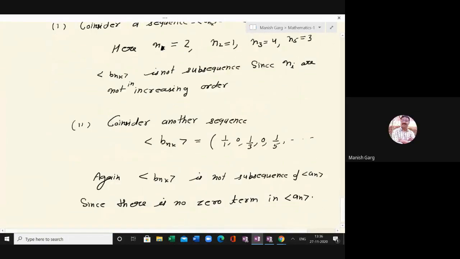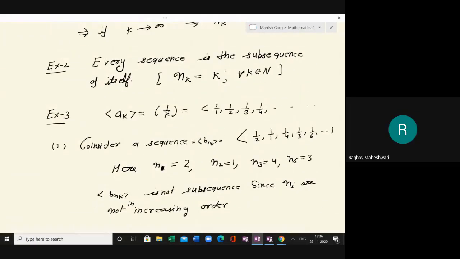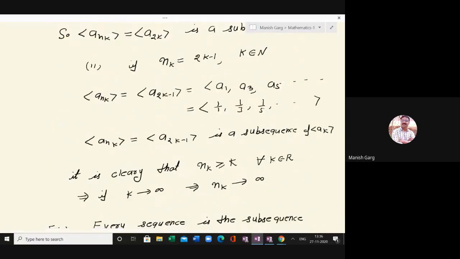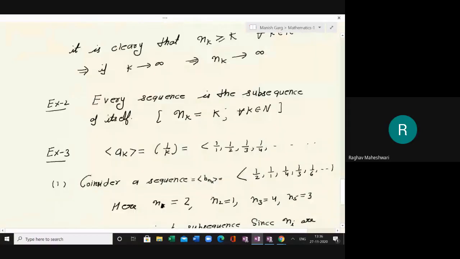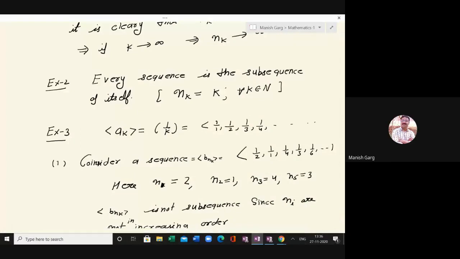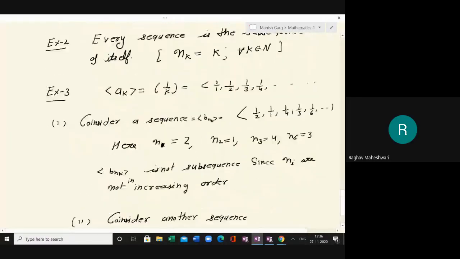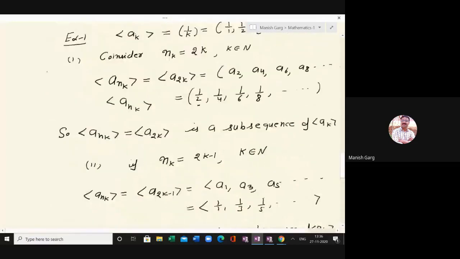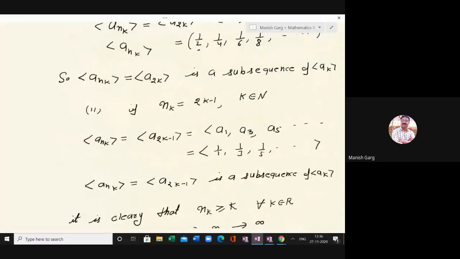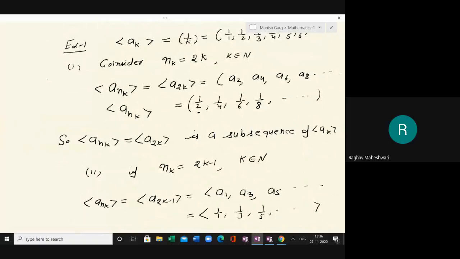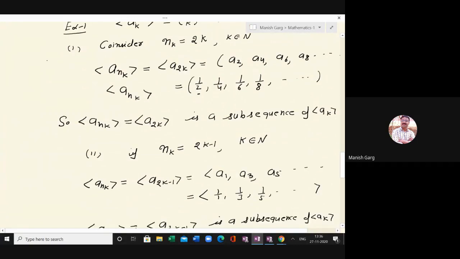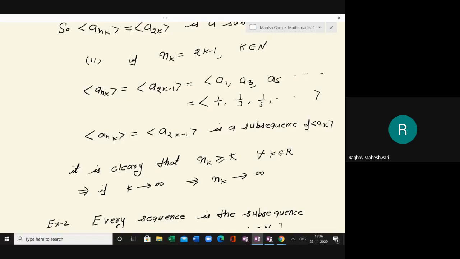Excuse me, sir. Yes. Please scroll up to example 1, second part. Example 2, second part? Example 3, I think. No, sir, example 1. Sorry, okay. Example 1, second is this. Sir, scroll a bit down. So I am doing this. Wait, sir, wait.